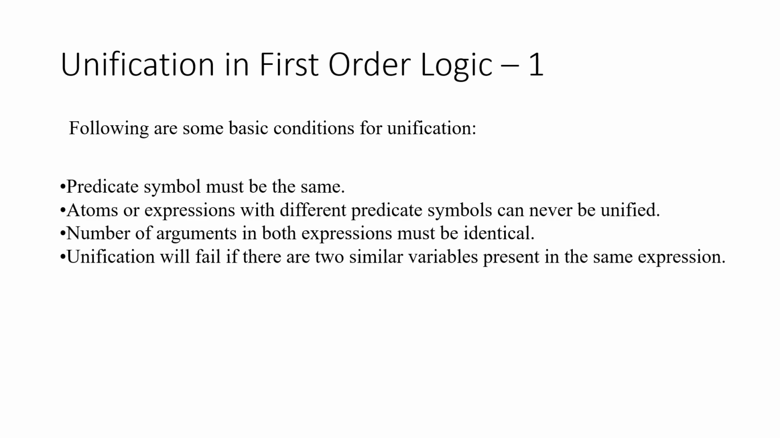In this slide, we can look at the basic conditions required for unification. The first condition is that the predicate symbol must be the same. So if we have two expressions with different predicate names, they cannot be unified. The second condition is that the number of arguments in both expressions must be identical. If the numbers differ, unification fails.